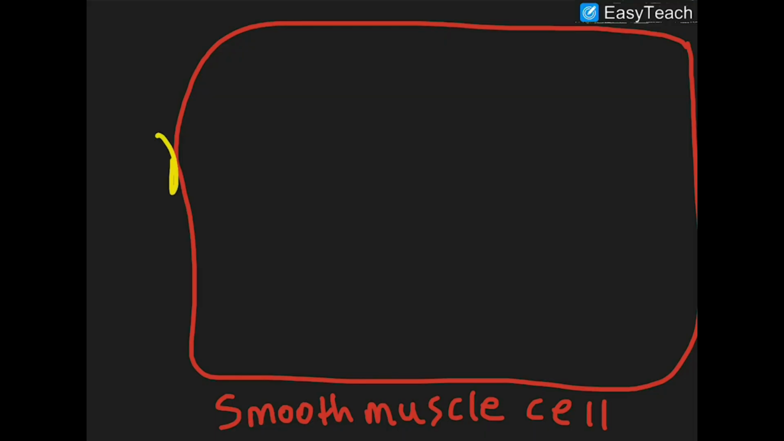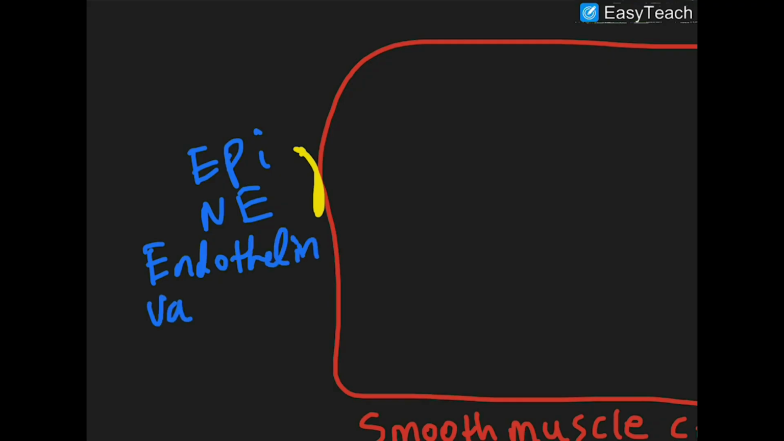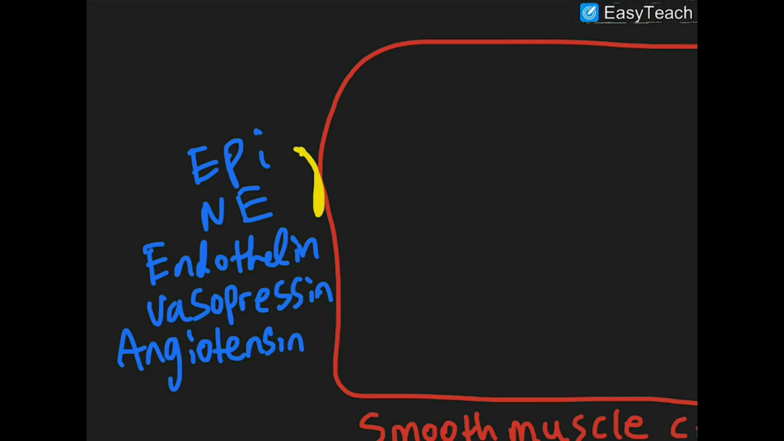All right, so let's say this is our receptor on the cell surface, and what things can bind to this receptor? Well, what things lead to vasoconstriction? So right away, we can think about adrenaline. So epinephrine can definitely lead to vasoconstriction. Norepinephrine can lead to vasoconstriction. And then things like endothelin, things like vasopressin or ADH. And what about angiotensin? Remember angiotensin 2? Angiotensin 2 can definitely lead to vasoconstriction and so forth.